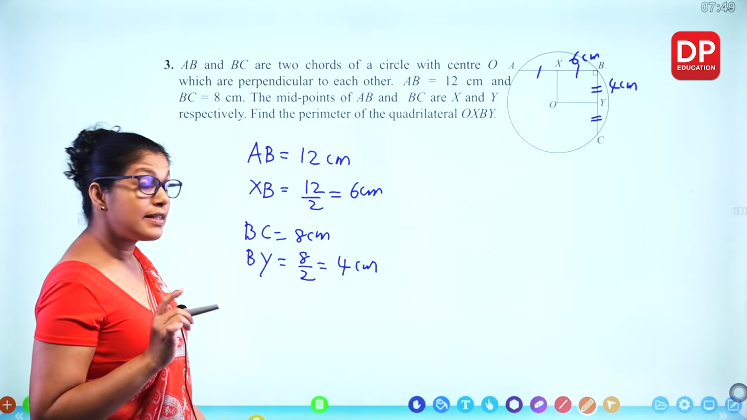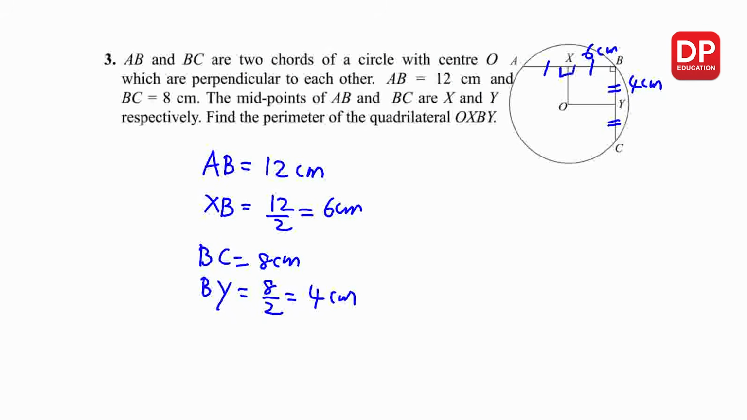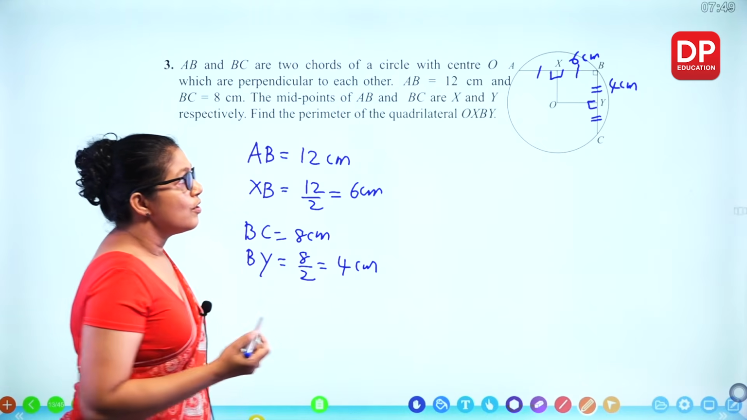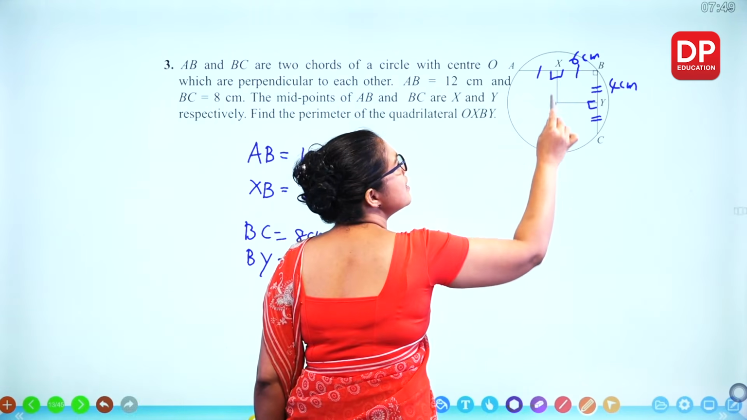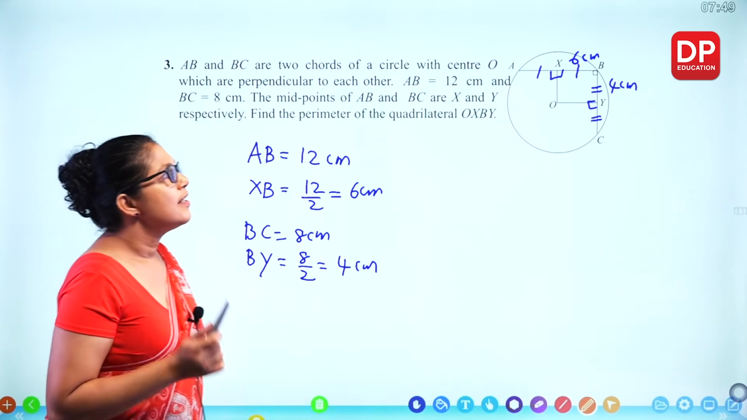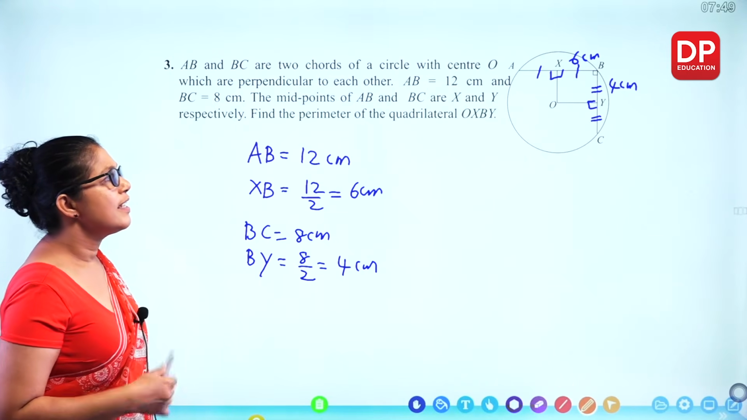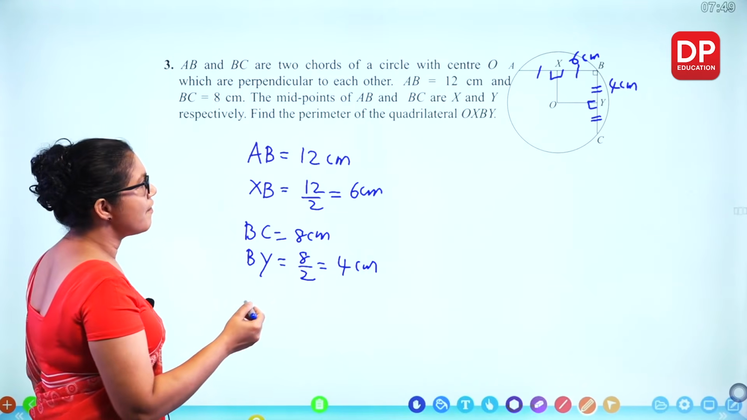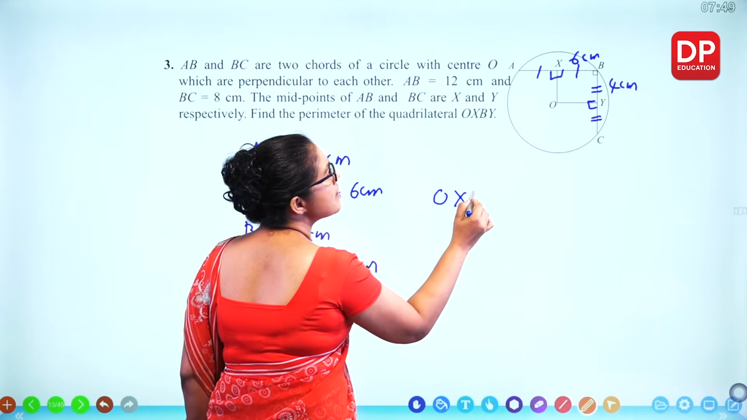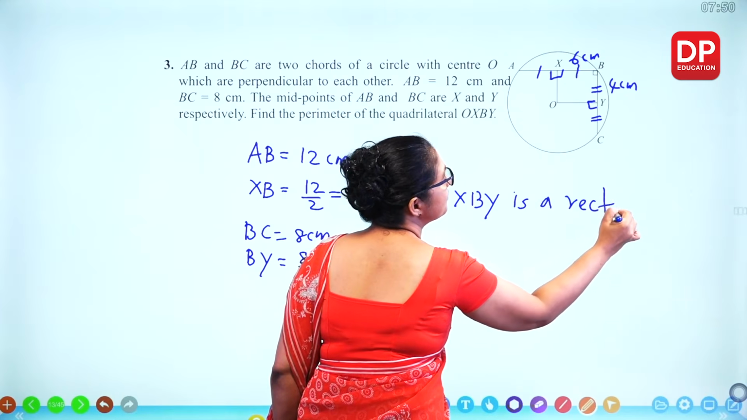And according to theorem number 1, what do you know? This one is perpendicular to each other. This is also perpendicular. So what do you get here? 90, 90, 90, 90 with different lengths. That's a rectangle. So here straight away we can write down OXBY is a rectangle.